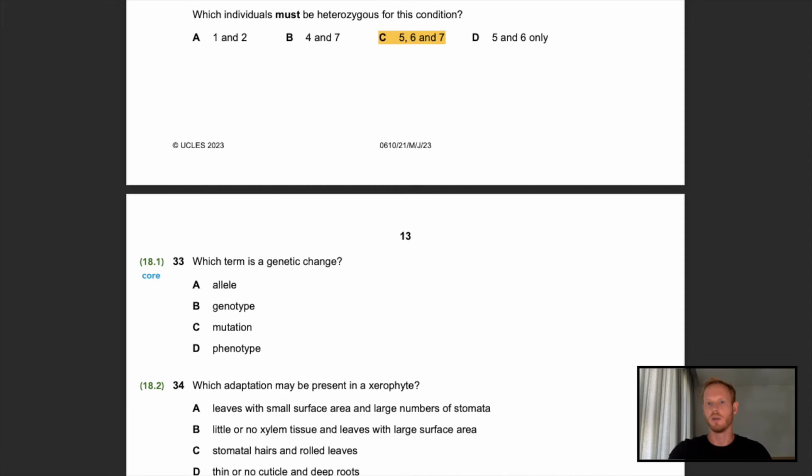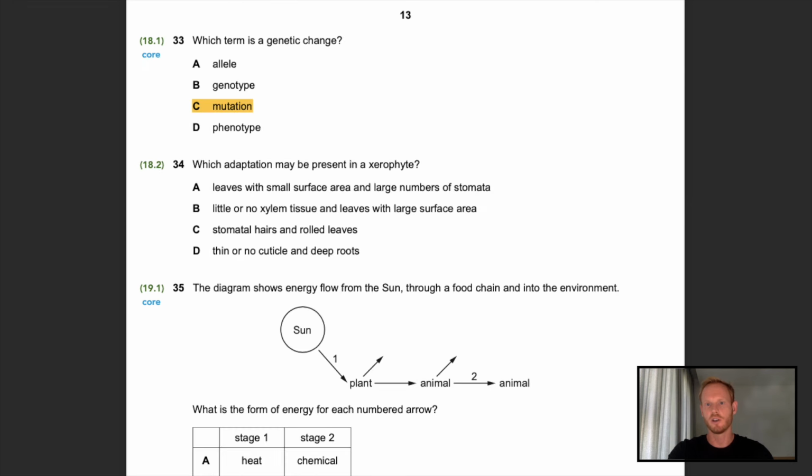Number 33. Which term is a genetic change? And the correct answer here is C, mutation. Question 34. Which adaptation may be present in a xerophyte? So xerophytes are plants that are adapted to survive in dry environments like deserts. The correct statement here is statement C, stomatal hairs and rolled leaves. Stomatal hairs and rolled leaves help to hold humid air around the stomata, reducing the rate at which water vapor diffuses out of the leaves.